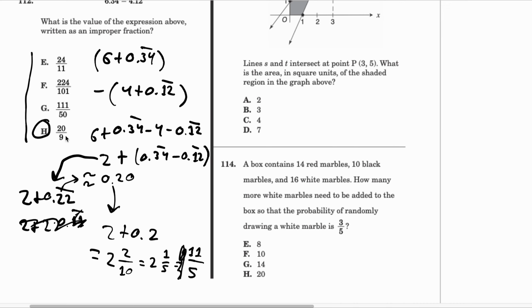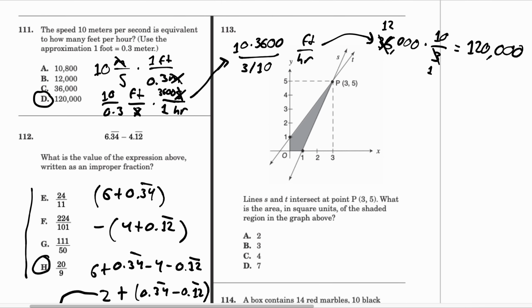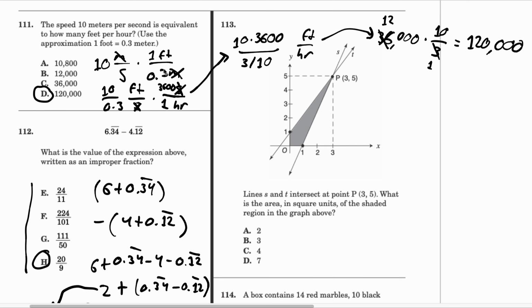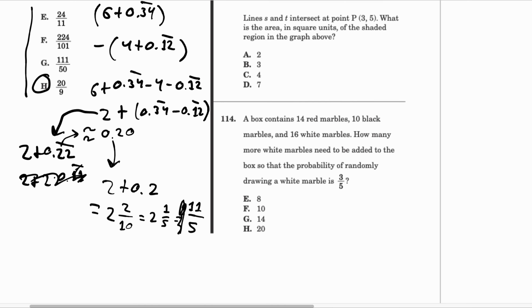Actually, that's not great given that 20 over 9 and 24 over 11 are pretty similar. So you really do need to know what this fraction turns into. So I don't think it's a great question, but whatever. It's just sort of a memorization of decimal fractions. Okay, so 113, let's see. Yeah, why don't we finish this up? Yeah, let's finish it.